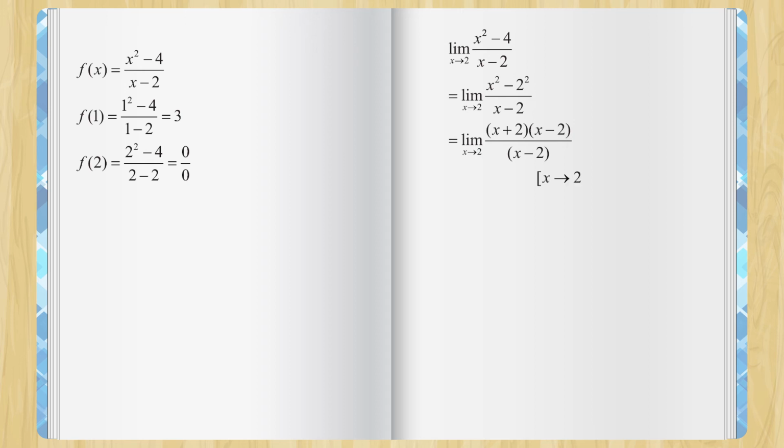Since we know that x is approaching 2, that means x is very close to 2 but not equal to 2. Which in turn means x minus 2 is very close to 0 but not equal to 0. Now that we have confirmed that x minus 2 is not equal to 0, we can cancel it from the numerator and denominator. We are left with x plus 2. Now apply the limit, which means plug in the value that x is approaching, which in this case is 2. Therefore, the limit of the function as x approaches 2 is 2 plus 2, which is 4. That is exactly what we concluded graphically, right?